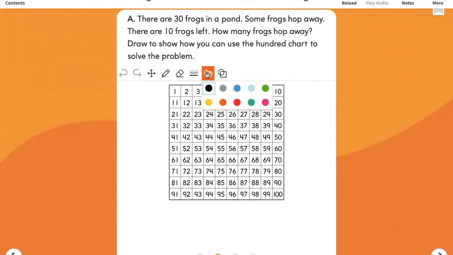So let's get a color. I'll use green. We know we started with 30 frogs in the pond. It says some frogs hop away, so I know that I will be subtracting and that there's 10 frogs left. So we will hop 1, 2 to get to 10. And just like our last problem, we jumped 2 spaces, which equals 20.